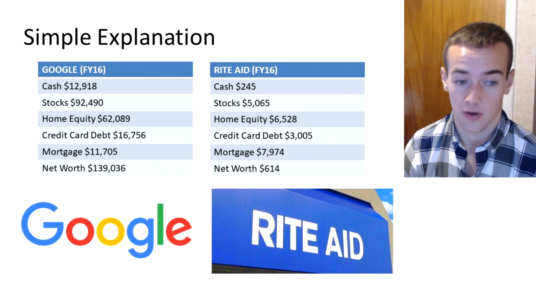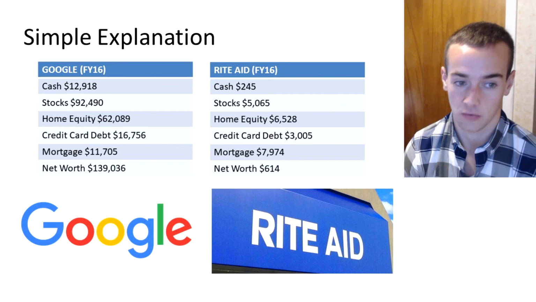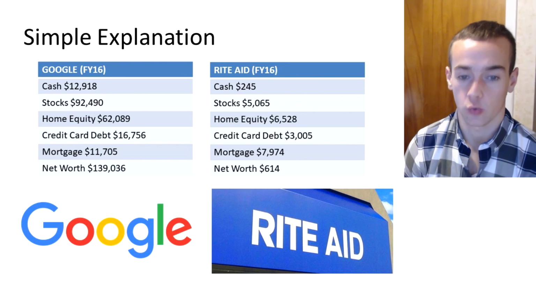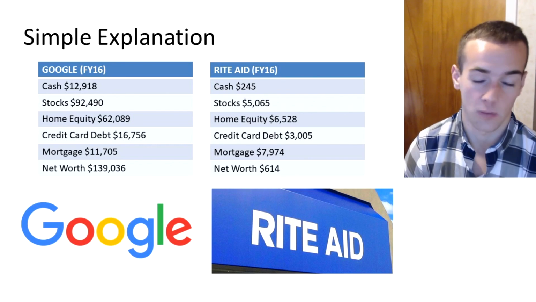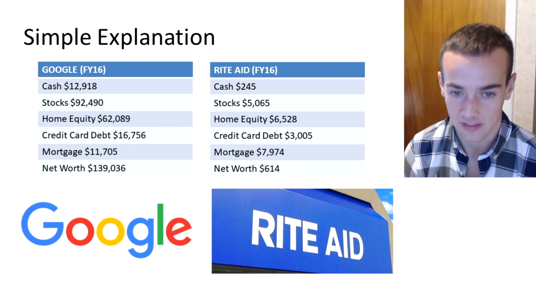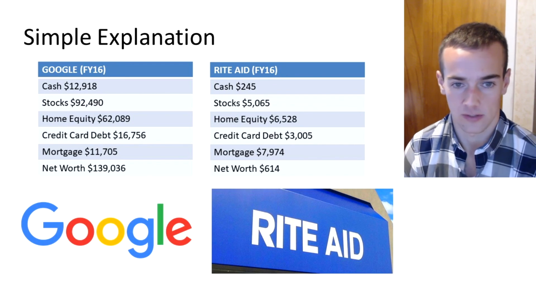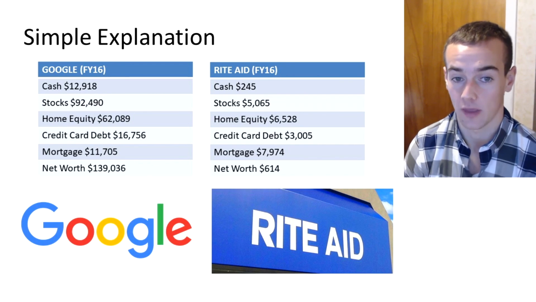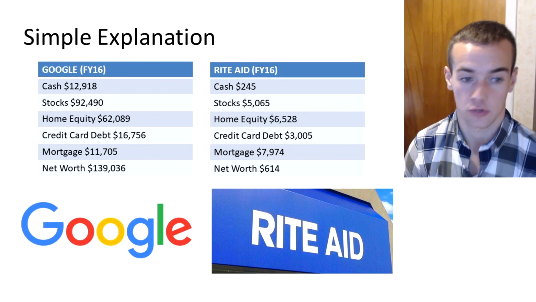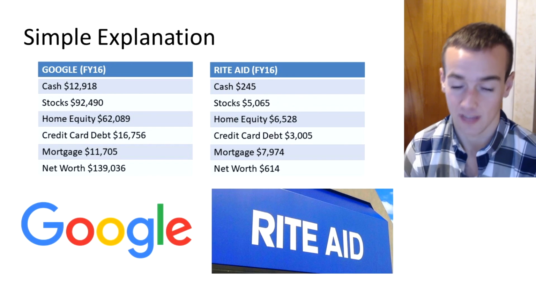So once you do all the numbers on this, if you were Rite Aid, you would have a net worth of $614. Look at the drastic difference between these two balance sheets. Look at the fact that Rite Aid has $245 in cash, and that's over a third of their net worth, what they're holding in cash. That is not good when they have such a small amount of cash. Versus Google, where their net worth is more than 10 times what they're holding in cash.